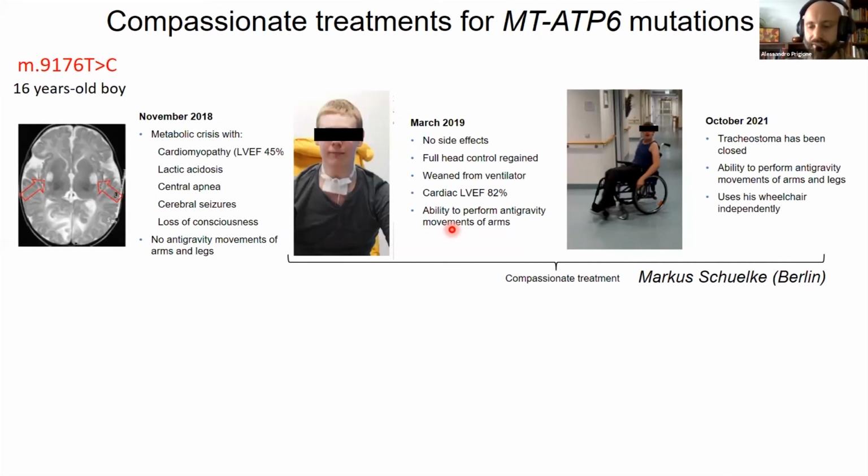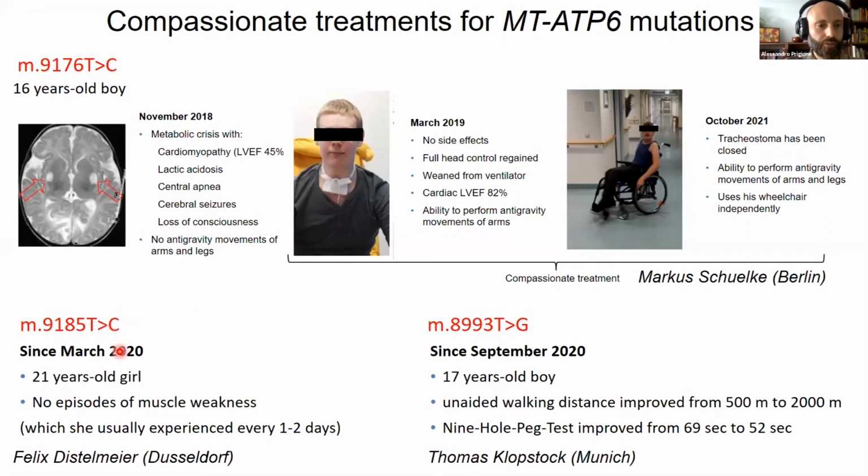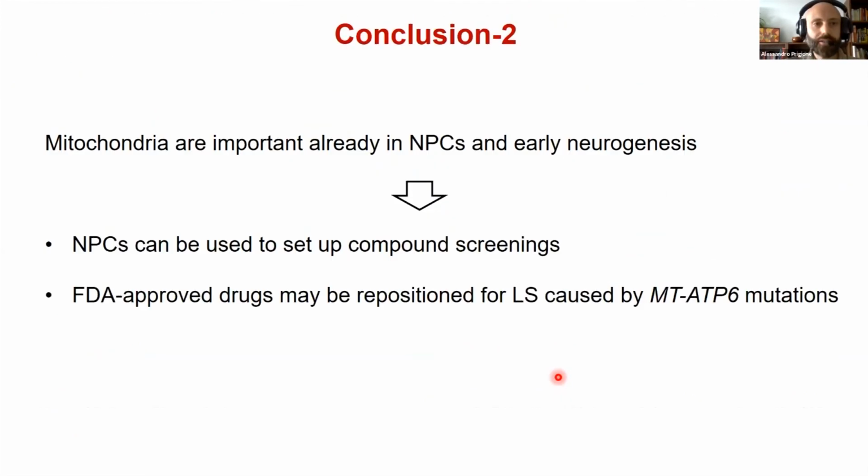Because of this success, we now have two other compassionate treatments, one in Düsseldorf run by Felix Distelmeier, and one in Munich by Thomas Klopstock. These are also relatively older individuals, 21 and 17 years old, and this is also showing promising effects. So we hope that we can dissect more the mechanism of this compound and also find other drugs.